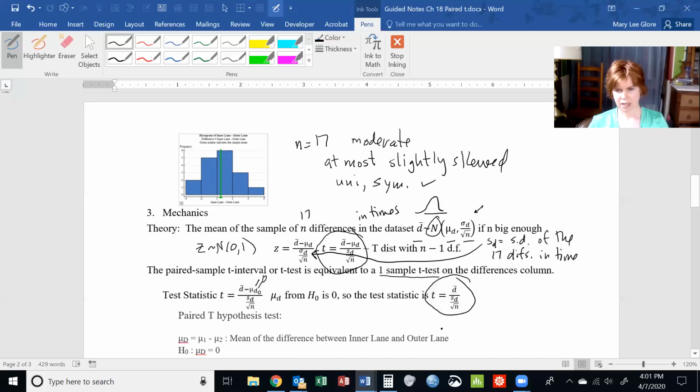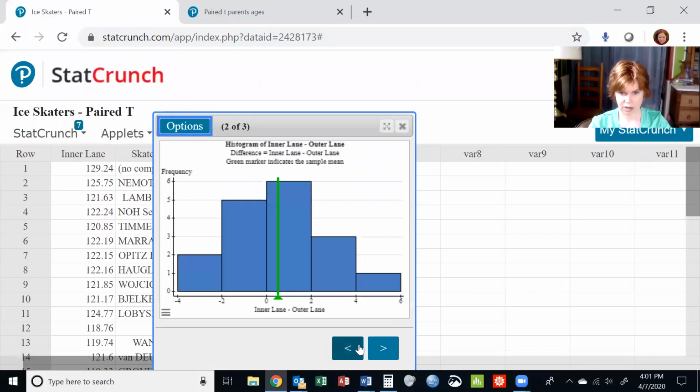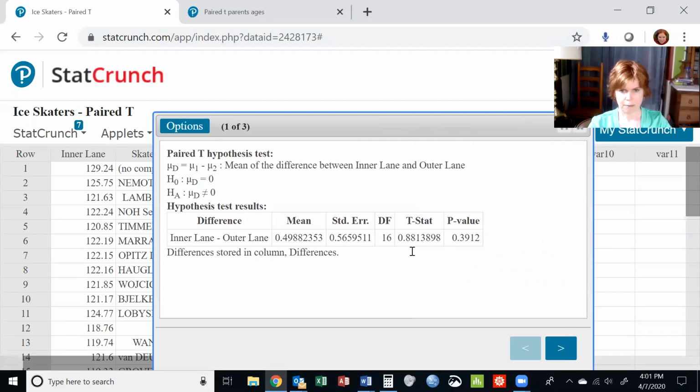Now in StatCrunch, if you want to run a paired test, you have to have 2 columns of data. We're going to run it in StatCrunch, or actually we already did. When I got my histogram, I ran the analysis. So here's the output. This mean here is the mean difference. That is d bar.